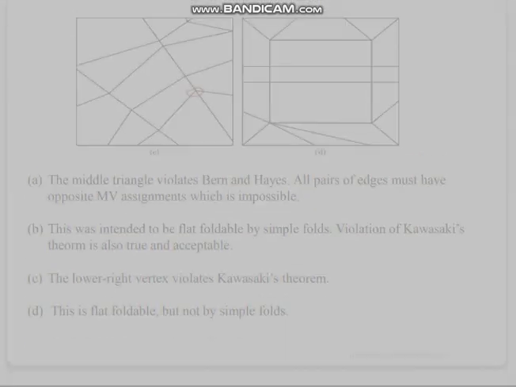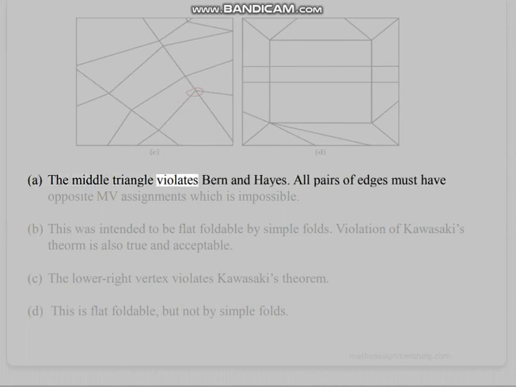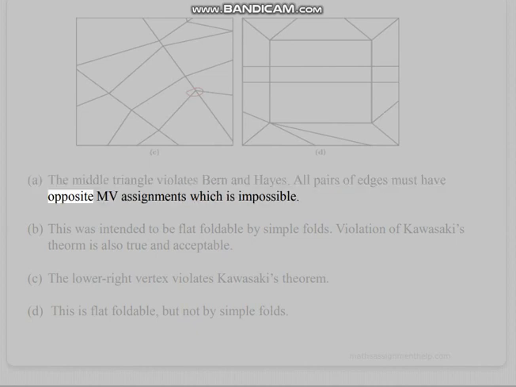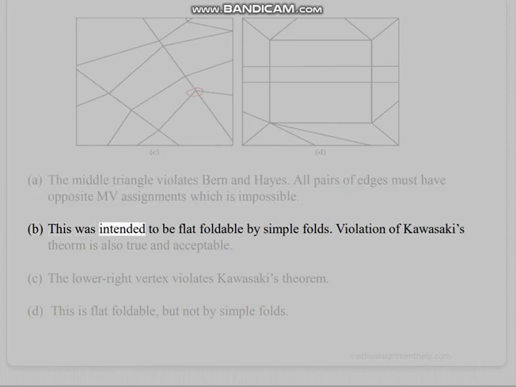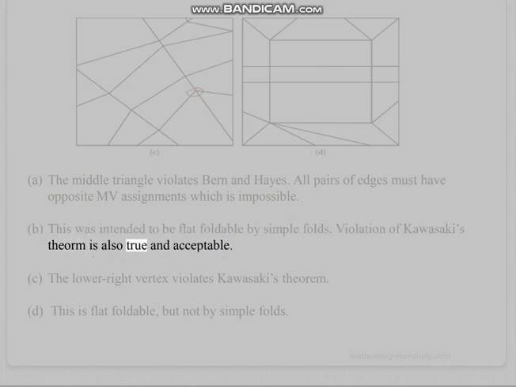A. The middle triangle violates Maekawa's theorem. All pairs of edges must have opposite MV assignments, which is impossible. B. This was intended to be flat foldable by simple folds. Violation of Kawasaki's theorem is also true and acceptable. C. The lower right vertex violates Kawasaki's theorem. D. This is flat foldable, but not by simple folds.